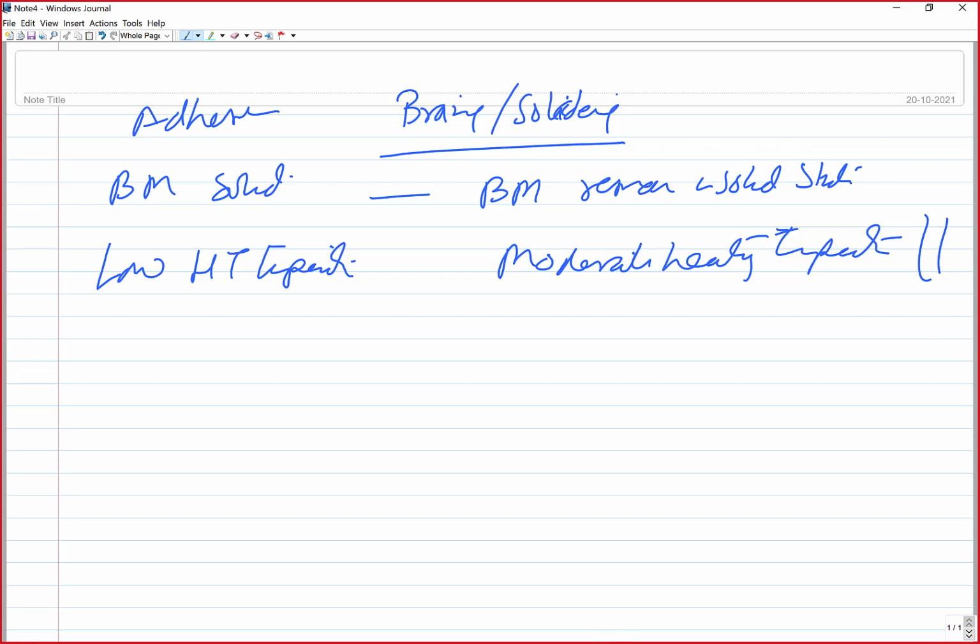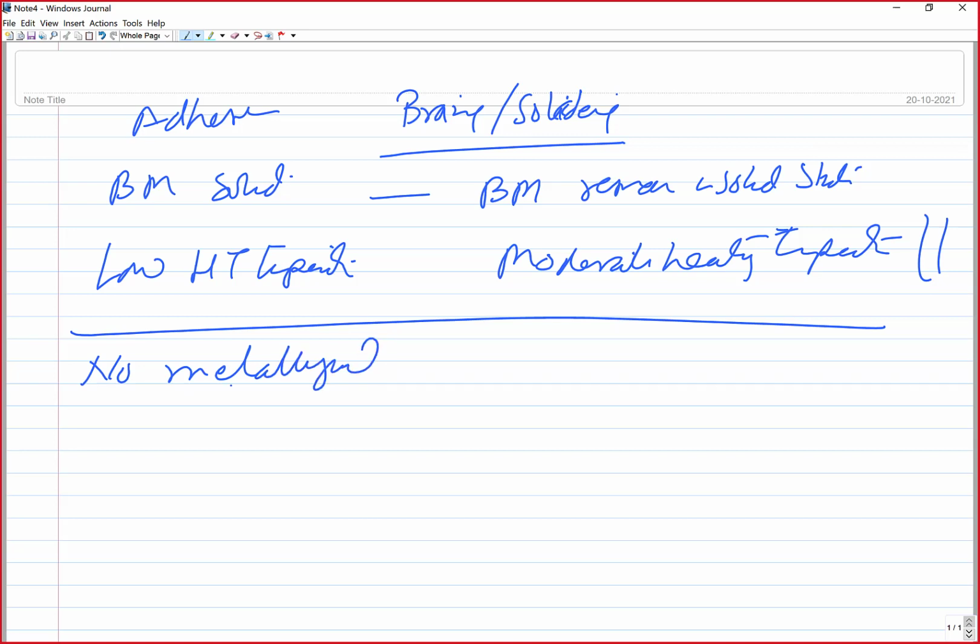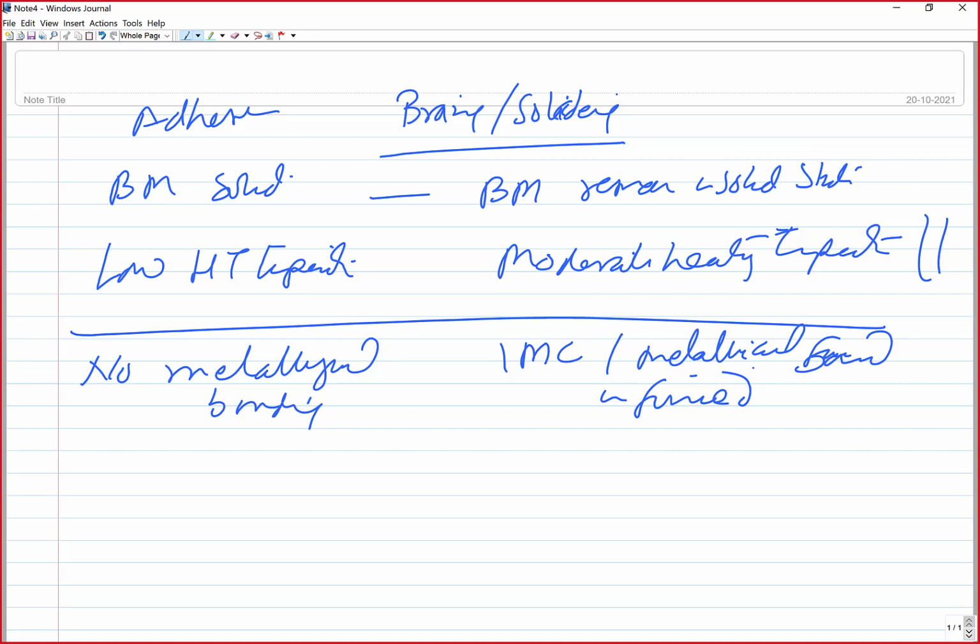Now, as far as the dissimilarities are concerned, in adhesive joining there is no actual metallurgical bonding, whereas in brazing and soldering some kind of IMC or metallurgical bond is formed. So this is one difference.